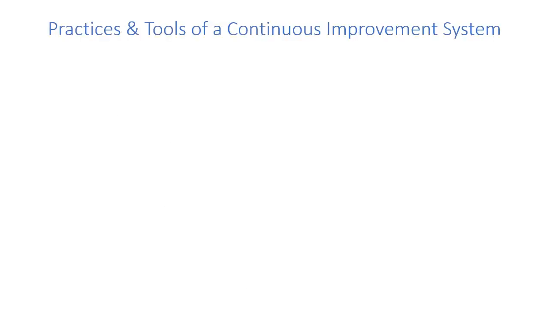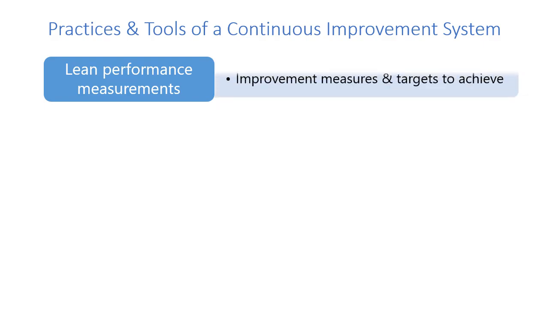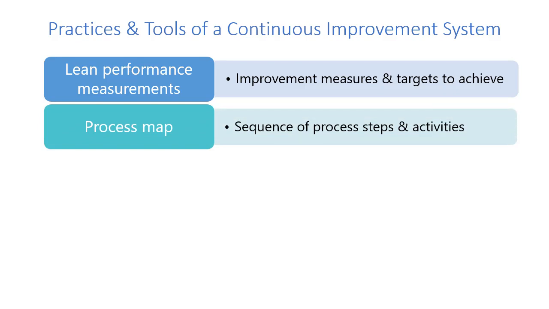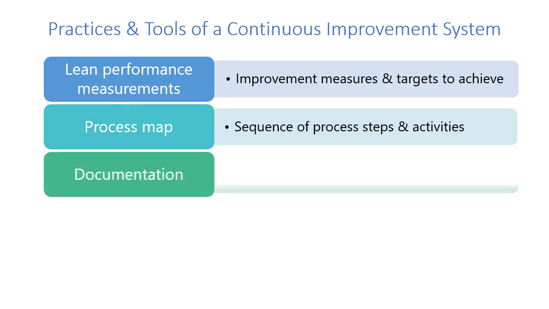The practices and tools of a continuous improvement system. We want lean performance measurements in place, improvement measures. We also want targets we want to achieve. We need to be able to make the process visual in some sort of a process map. Want to document the improvement using an A3 form.